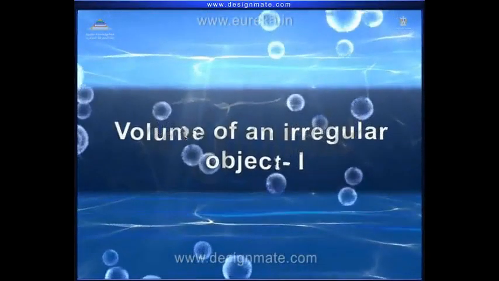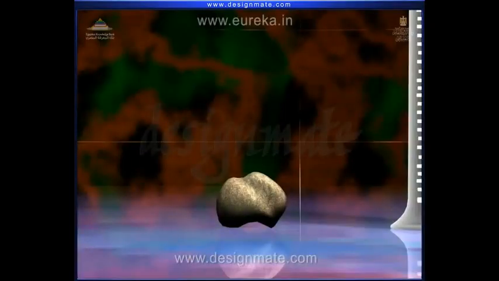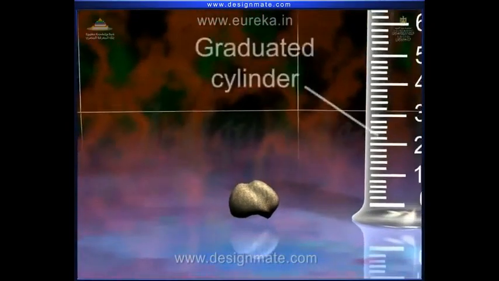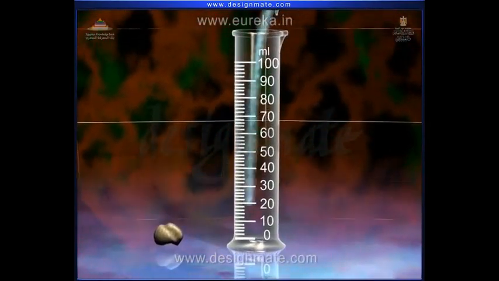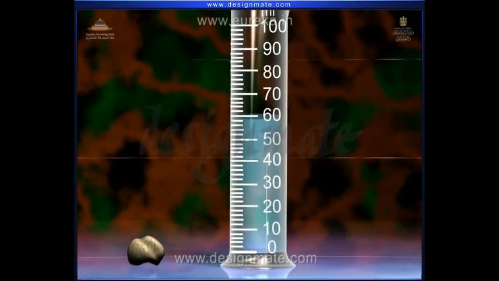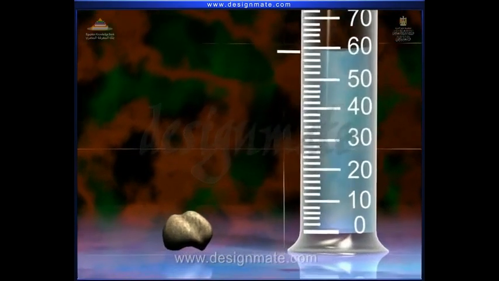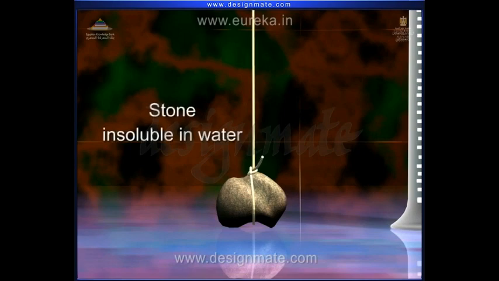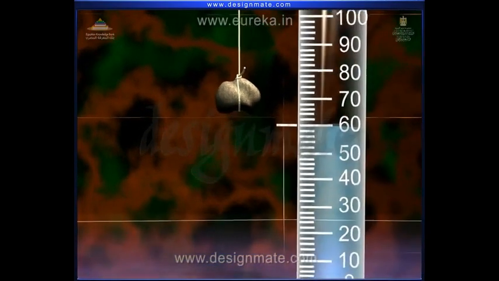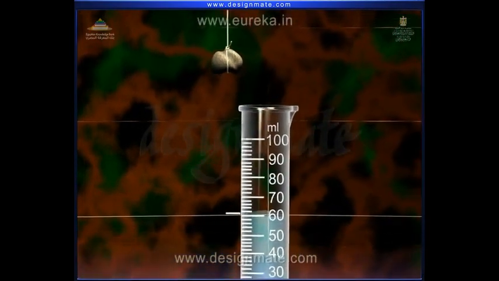Volume of an irregular object 1. Measuring the volume of an irregular shaped object using a graduated cylinder. Take a graduated cylinder and fill it with water. Note down the reading of level of water as V1 milliliters. Now, tie a strong thin string to the irregular shaped object, which is insoluble in water. Dip the object completely into the graduated cylinder filled with water.